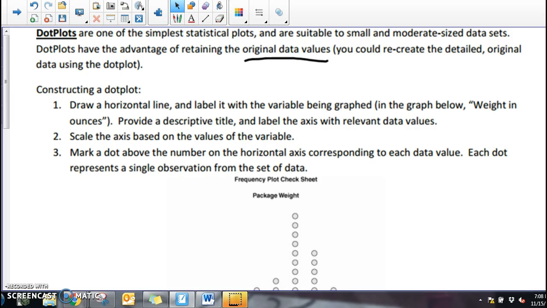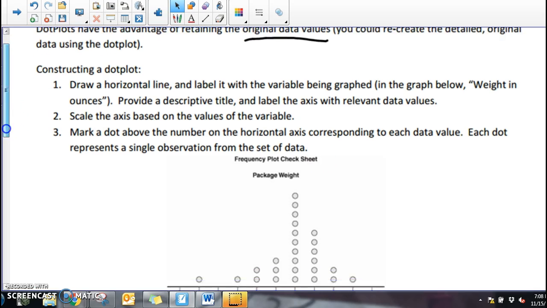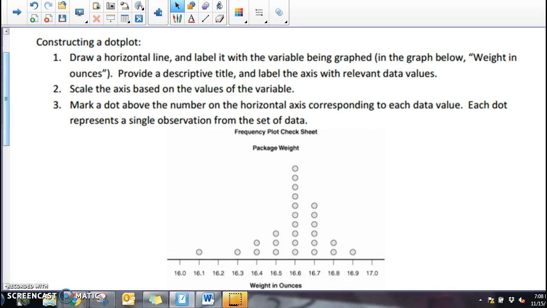So we have the rules here, and we have one made, and then we're going to practice one together, and then you're going to practice one on your own. So it says you'll draw a horizontal line, and label it with the variable being graphed. In the graph below, weight in ounces, that's the name, and the units are down here. Provide a descriptive title, so that's what that represents. And label the axis with relevant data values, so you want to number the axis. Just be sure to scale it based on the variable, and then you just put a dot everywhere you have a data point.